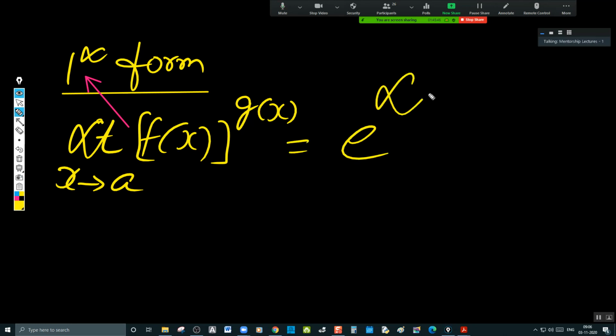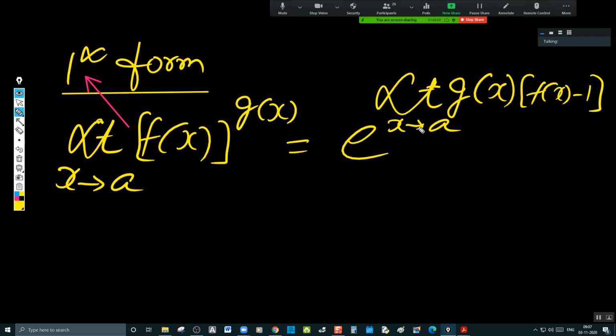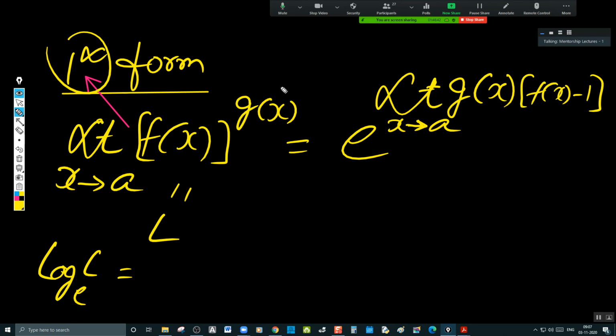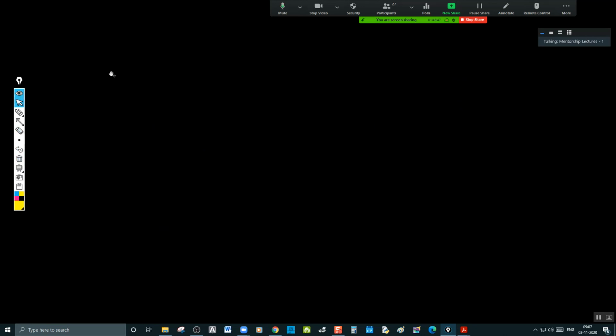Then it will be e power limit of g of x into f of x minus 1. It is simple only, we apply logarithm on both sides. We take it as some L, and apply logarithm, log L to the base e. Then this will become g of x into log f of x. And after simplification, we finally remove the logarithm, and you will get this form. Remember that. So applying logarithm is the method to be remembered for exponential problems, to solve the problems related to exponentials. Okay. Now let us start doing the problems.